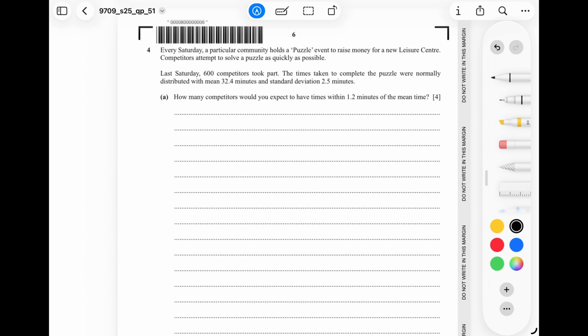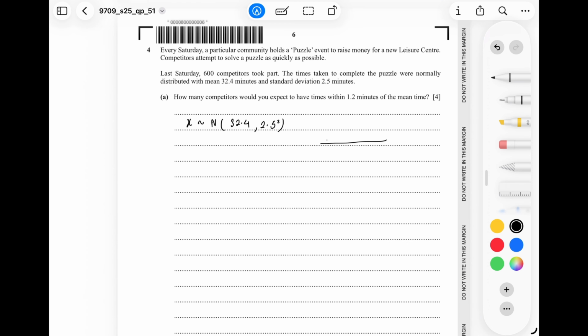Normal distribution question. Okay, so let's write down the basic info that we know, which is x is normally distributed with a mean of 32.4. Standard deviation, so variance of this. Okay. But here's where you notice that they want us to do how many competitors would you expect to have times within 1.2 minutes of the mean time. So this isn't like a typical greater than less than question. It's like an interval question.